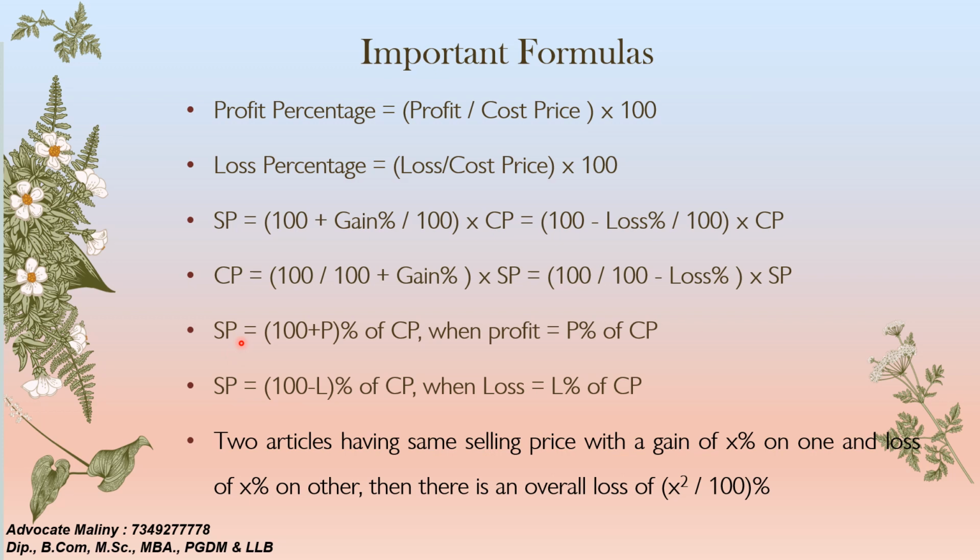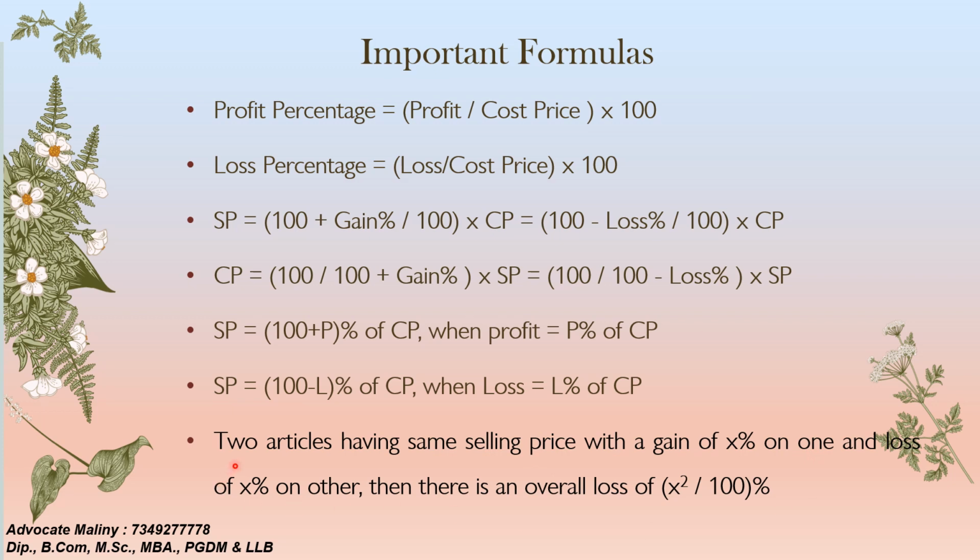SP, selling price. Then this is another formula to find out selling price: 100 plus P percentage of CP, when profit is equal to P percentage of CP. When a percentage of profit is given based on CP, then this is the formula to be followed. SP is equal to 100 minus loss percentage of CP, when loss is equal to loss percentage of CP. When a loss percentage is given, then this is the formula to be used. You have to see which situation matches which formula and use it.